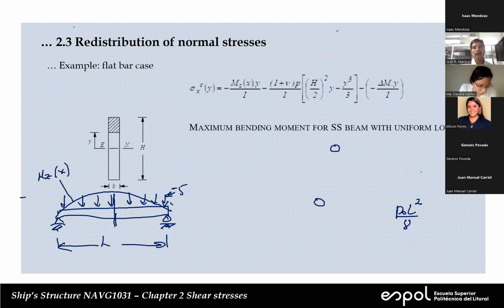Here, we have the whole expression again, and I have replaced it. You can see that I have 1 plus nu, which comes from E over G. In that case, we cancel G because G is equal to E over 2(1 plus nu). So that's why we have this. And this is the integral of Q dy over B. Now we have this delta M, we know this value.